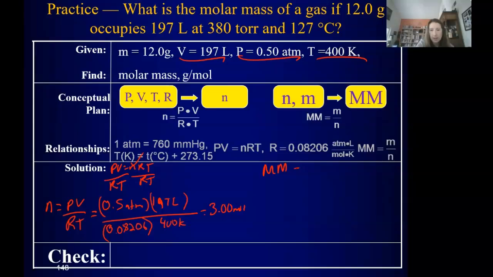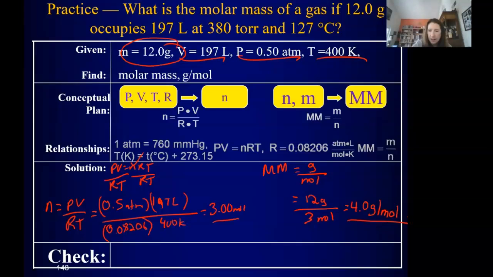Now remember, they want molar mass. Molar mass is grams over moles. So therefore, if this is our moles and this is our grams, our molar mass will be 12 grams over 3 moles, right?